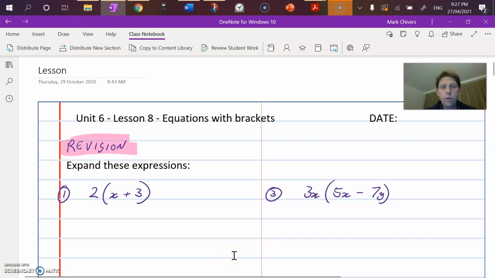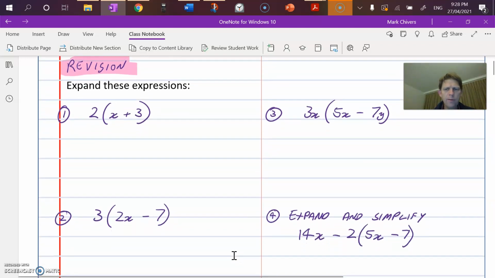Right, guys, today we look at equations with brackets. But before we start that, I think it's probably best if we go back and have a look at how we expand brackets when there's no equations. So this will go back to our previous unit on algebra.